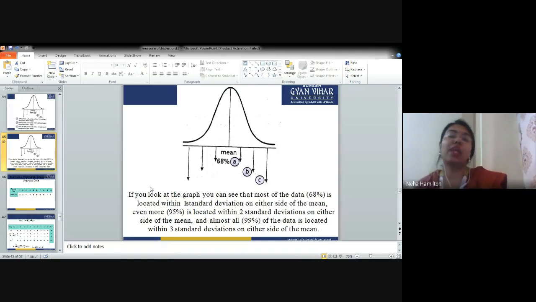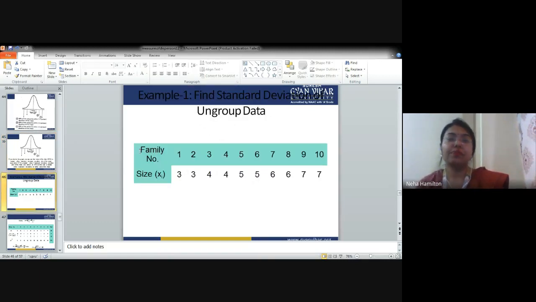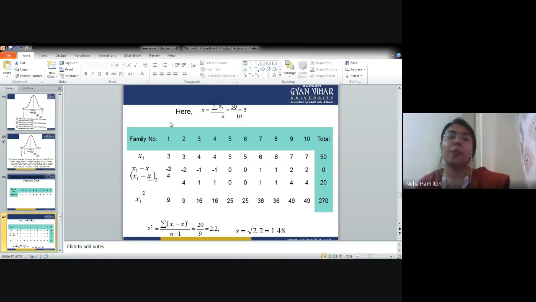So this is how we calculate the standard deviation. Find out the standard deviation of ungrouped data, right? We have ungrouped data, we have family numbers given, which is nominal data, and also the size of the family is given. We have to find out the standard deviation in this. So now let us understand how to find the standard deviation in ungrouped data, right? We know the formula. If you write the family number, then you have to write x. X means the total number of individuals which were given in the last slide. So we have just written this, right?